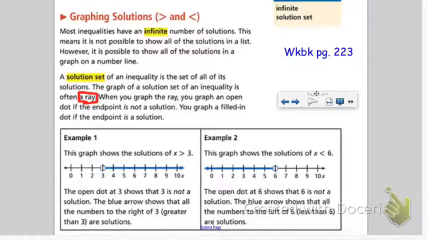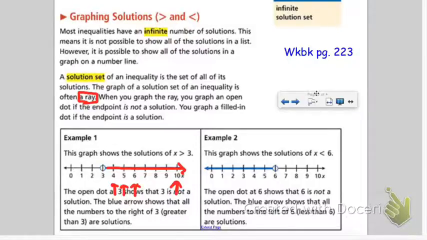Example 1 shows the solution set of x is greater than 3. So think about what that means. If x is greater than 3, what are some possible solutions for x? Well, x could be 4, x could be 5, x could be 6, it could be 10, it could be 1,000,000. So there's a lot of different solutions. When I put that on my number line, do you see how the number line itself is this bold-faced blue color? That means all of those numbers are possible solutions for x. X could be 4, x could be 5, x could be 6, x could be 10.